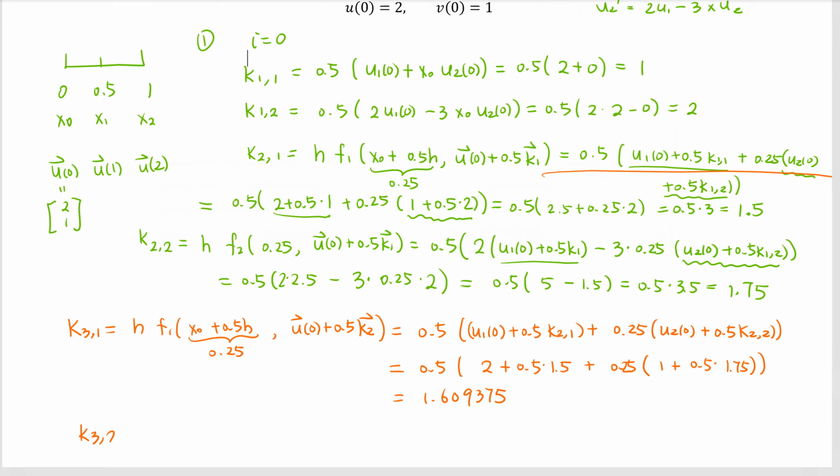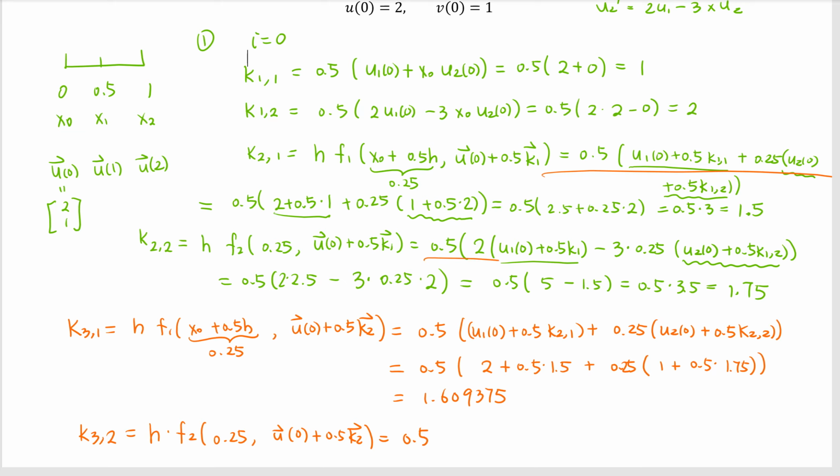We have K32. Can you imagine? This is only the first step. But today we only do the first step, okay? I will leave the second step as an exercise for you. Okay, so this is still 0.25. And here u of 0 plus 0.5 K2.